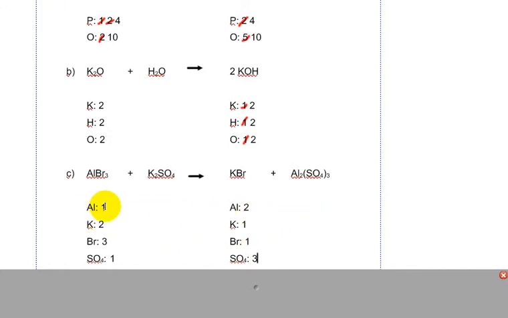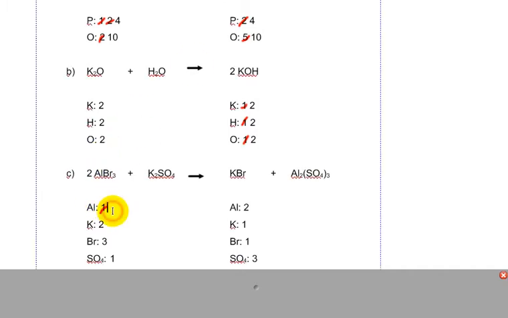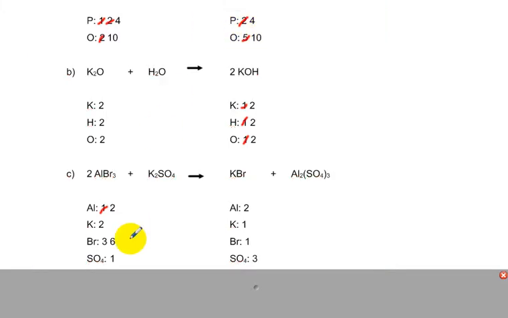Okay, so let's take a look here. Aluminum, we need to have 2, so put a 2 in front. Easy enough. So cross that out, and we now have 2 aluminums. Okay, so we're good there. And if we look carefully here, 2 times 3 bromides, we now have 6 bromides. So let's change that. Okay, moving down the list here.